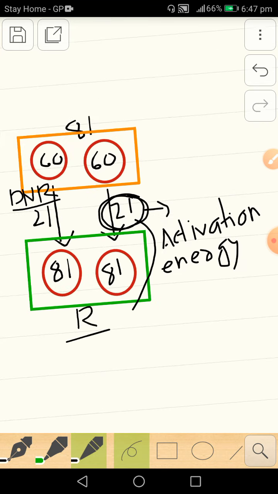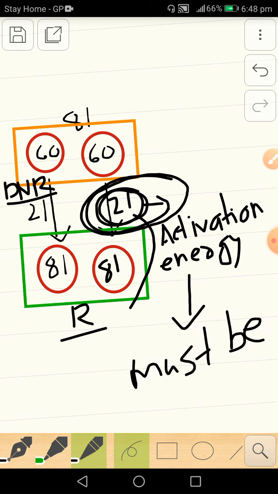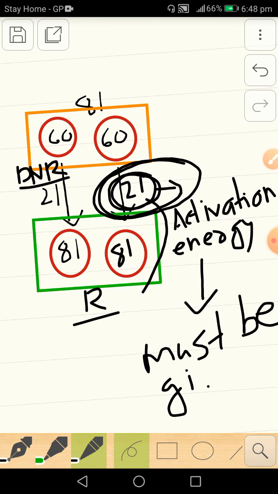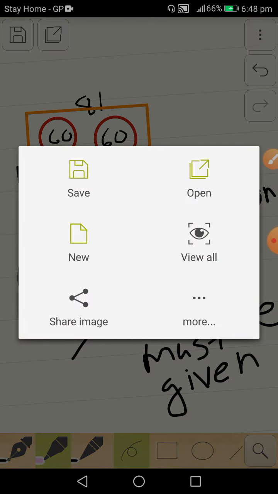Activation energy is the amount of energy that must be given so that the particles would start reacting. This is not the activation energy, this is the energy that the particles must have so that they can react. Activation energy is the amount of energy that must be given.